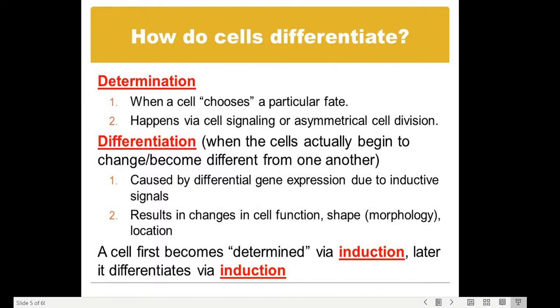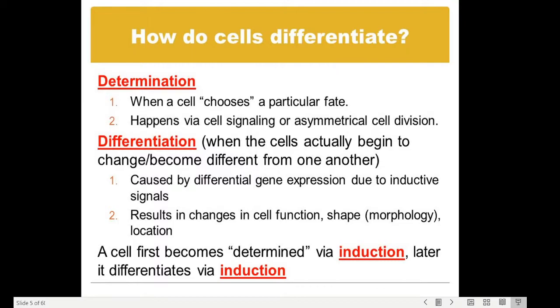First, determination. When a cell chooses a particular fate, we can't say that all the embryonic cells can produce human cells and human tissues. Only some of them have the potency. So first is determination, which is the selection process. It happens via the signaling process. In upcoming slides I will explain how the signaling process happens in determination. Determination is the receiving of the potent cell through cell signaling.